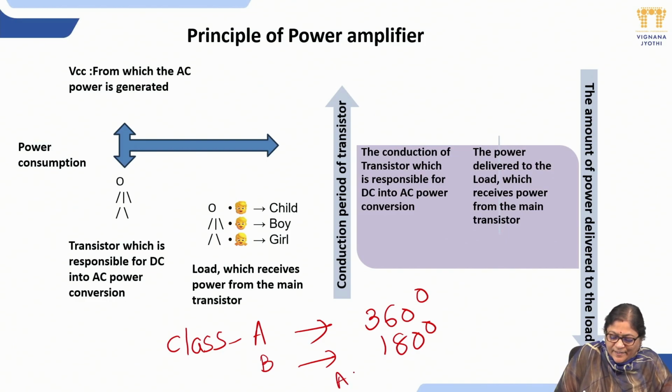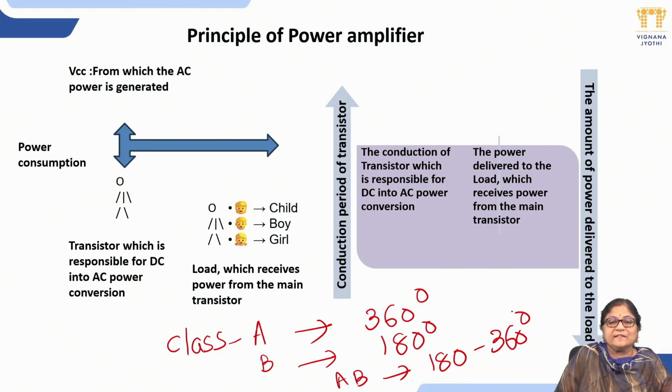Then in the class AB, it is in between. The transistor conducts between 180 degrees to 360 degrees, so that the remaining power will be transferred to the load. So it is more than the class A efficiency and less than the class B efficiency.